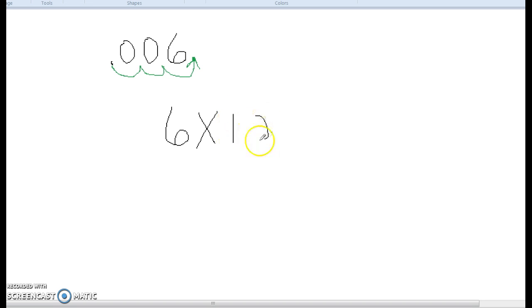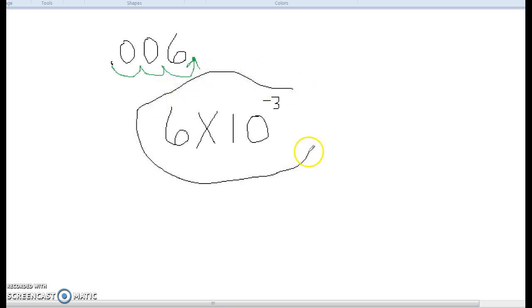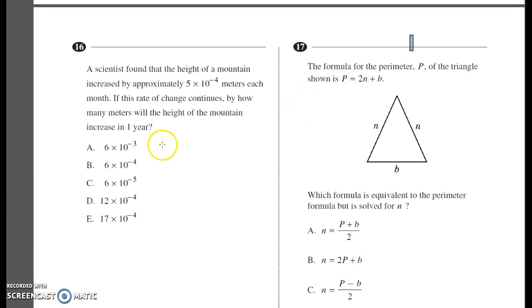We always use times 10 to the something. And in this case, we moved it 3 spaces. But since we moved it 3 spaces this way, it's going to be to the -3 because we're moving the decimal to the right instead of to the left. So our new answer is going to be 6 times 10 to the -3, which is answer A.